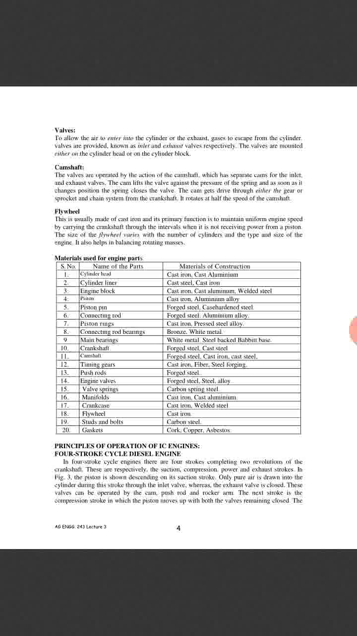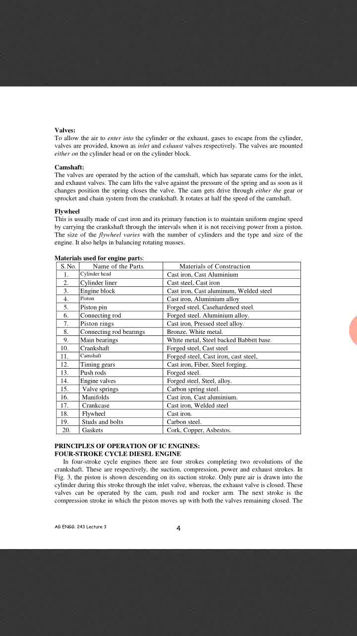Next component is the camshaft. The valves are operated by the action of the camshaft, which has separate cams for the inlet and exhaust valves. The cam lifts the valve against the pressure of the spring, and as soon as it changes position, the spring closes the valve. The cam gets drive through either the gear or sprocket and chain system from the crankshaft. It rotates at half the speed of the crankshaft.